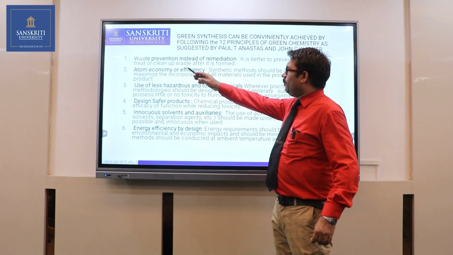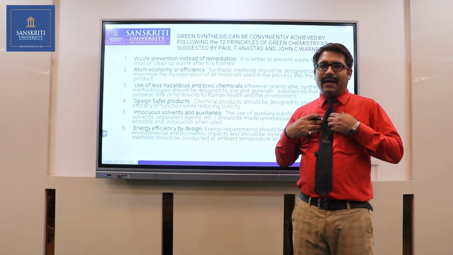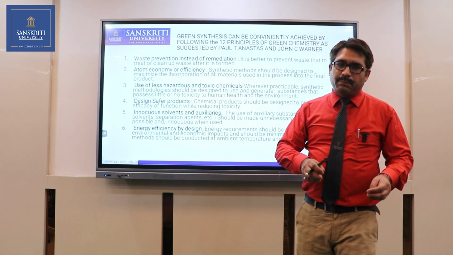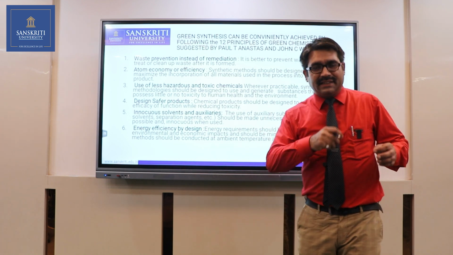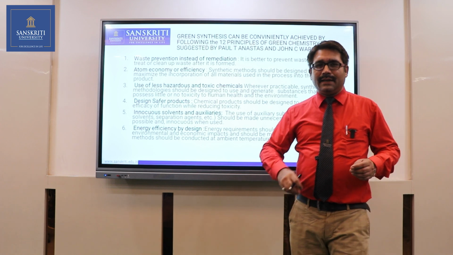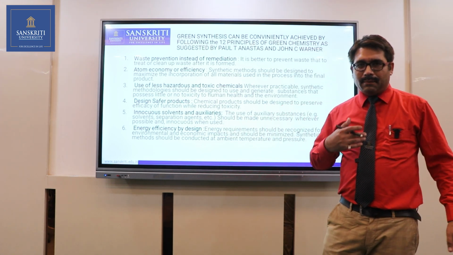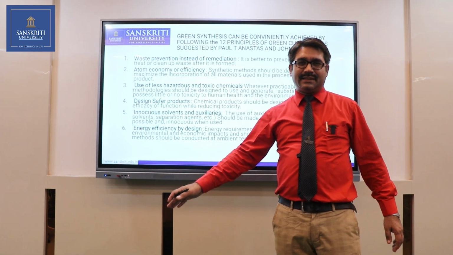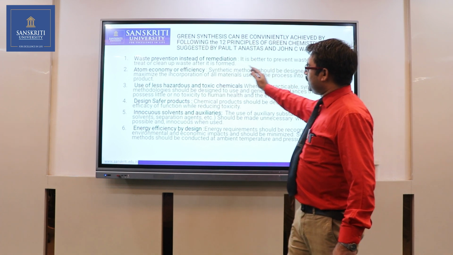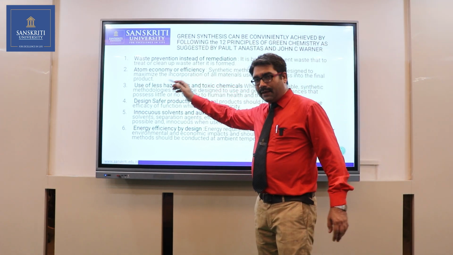The first is waste prevention instead of remediation. So we will try our best so that this waste is not produced. If it is produced, then it should be treated, and this treatment requires economic burden. So we will try our best so that this waste is not created. It is better to prevent waste than to treat or clean up waste after it is formed. Atom economy, we have already explained.